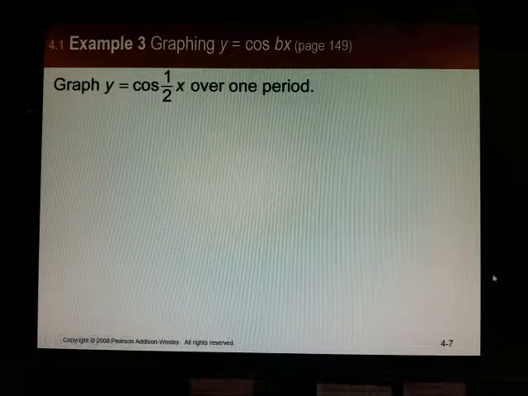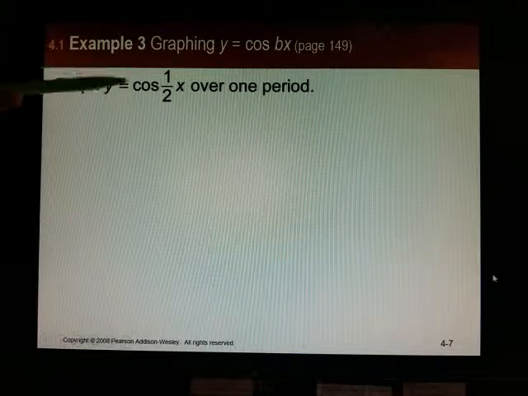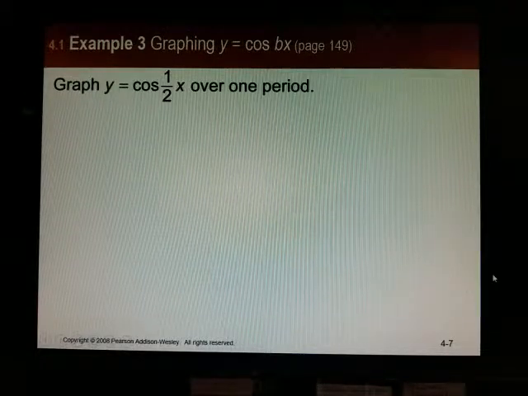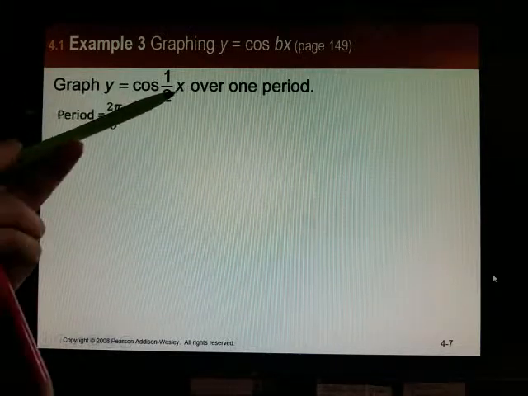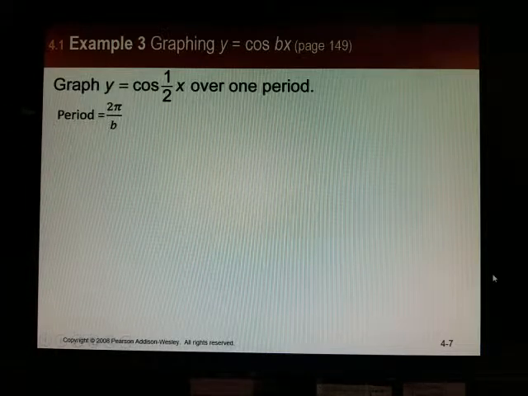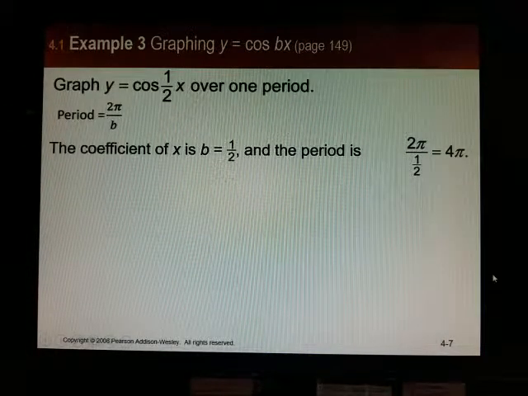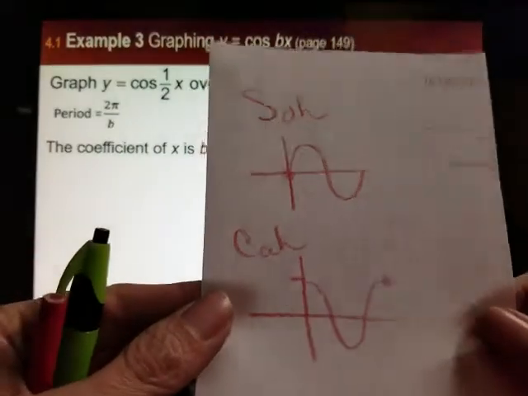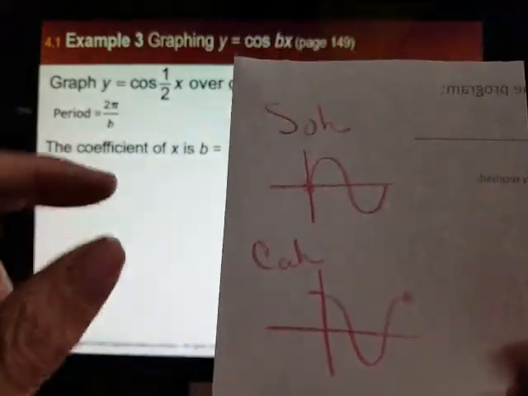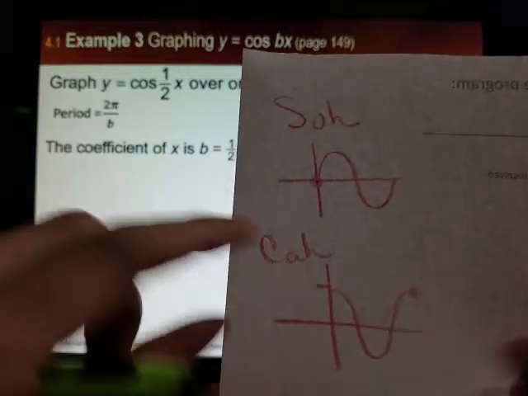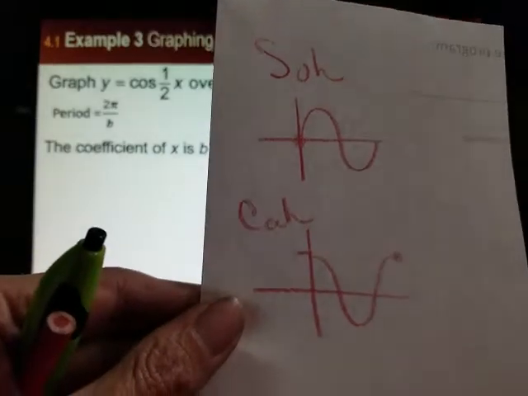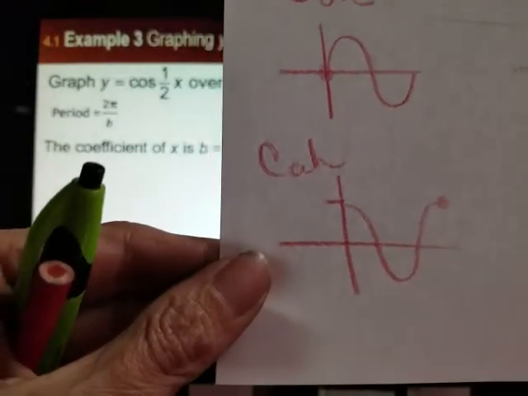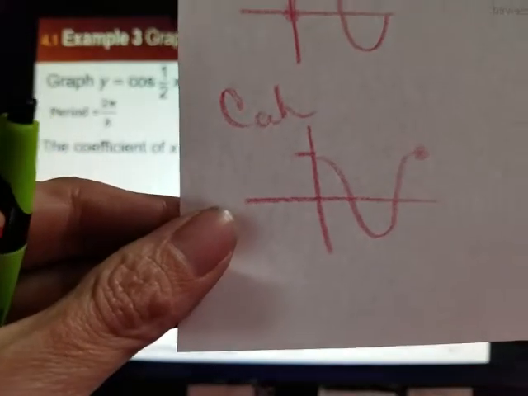So I want to graph the cosine of a half of x. So again, the amplitude would be 1. There's just a 1 out front. The period would be 2 pi divided by the coefficient of x, which is 1/2. 2 pi divided by 1/2 would be 4 pi. So it completes the full cycle over 4 pi units. So in other words, we take this cosine graph right here, and this distance across from here to here would be 4 pi units, not 2 pi this time. It would be 4 pi because the period is 4 pi.